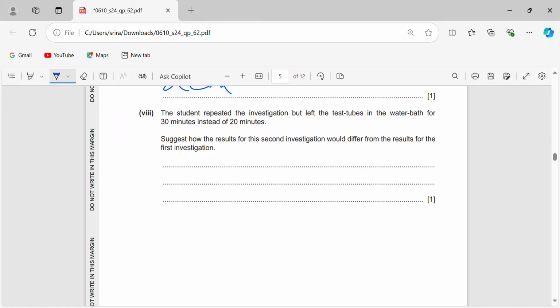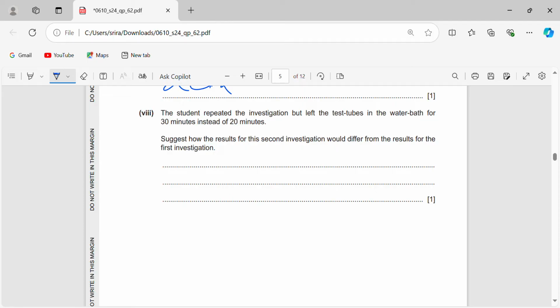So the student repeated the investigation but left the test tubes in the water bath for 30 minutes instead of 20 minutes. Okay, so here this would actually increase the height of yellow agar, because again this is going to increase the rate of diffusion. So you're heating it for longer, it's going to diffuse for longer, and it's going to increase the height of agar jelly in all 3 test tubes because they're going to interact with the acid more. So here let's just write that the height of the yellow agar jelly is going to increase for all 3 test tubes because the rate of diffusion will increase.